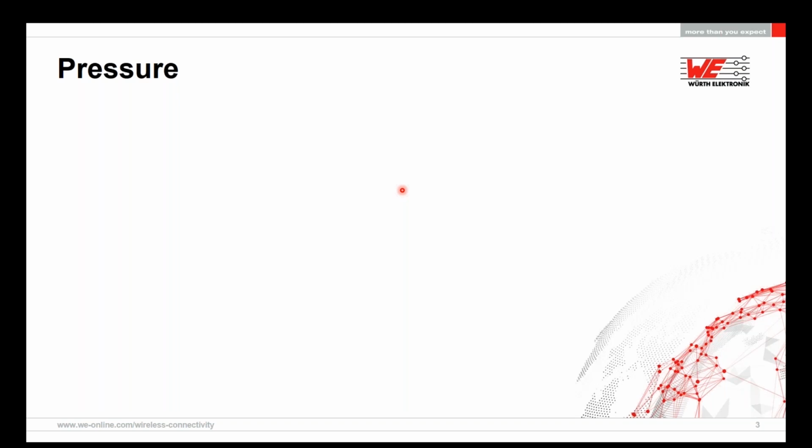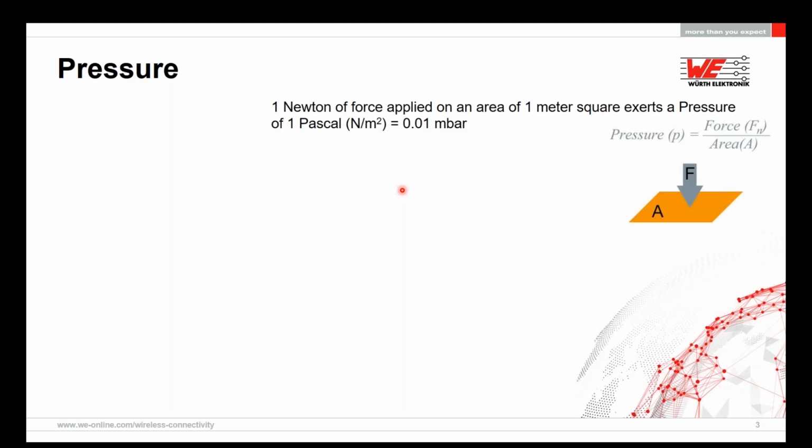So, what is pressure? Everyone must be aware of the definition of pressure. 1 Newton of force applied on an area of 1 square meter will exert a pressure of 1 Pascal, which is equivalent to 0.01 millibar. All pressure sensors basically work on the same principle, where there is a thin membrane with a defined area which is exposed to an external pressure, and the pressure is measured.